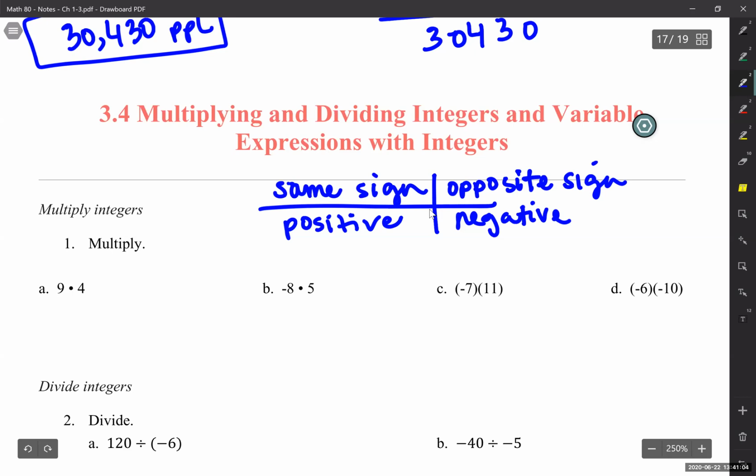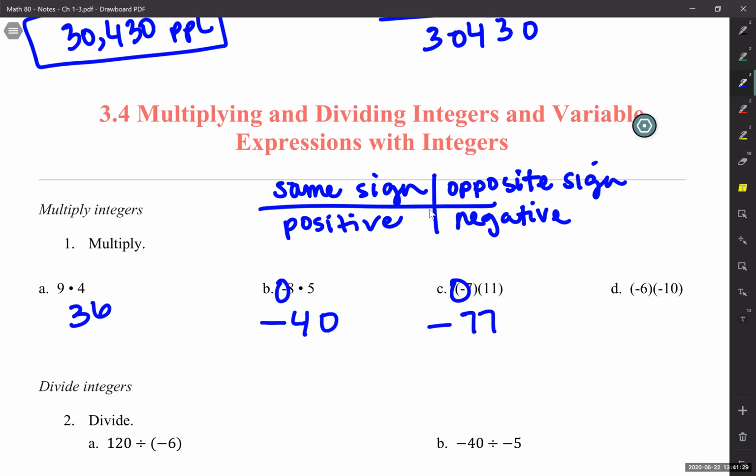So here we have 9 times 4. That is just 36. Both of them are positive, so the answer is positive. For B, we have negative 8 times 5. So 8 times 5 is 40, and since there's one negative, we're going to have a negative 40. C, negative 7 times 11. We have one negative, so we get negative 77.